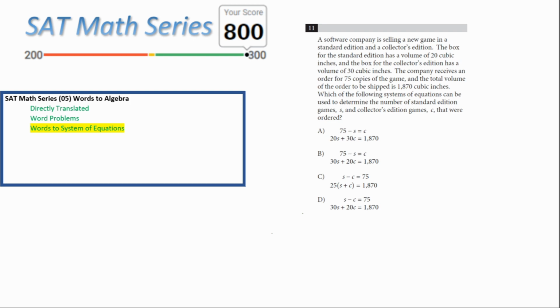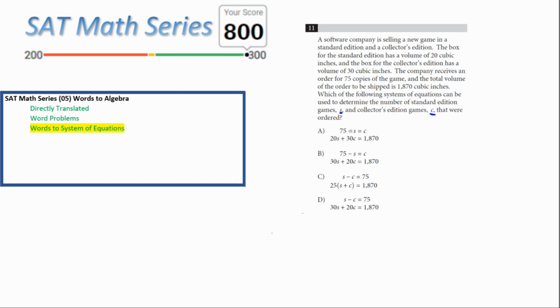The box for the standard edition has a volume of 20 cubic inches, and the collector's edition has a volume of 30 cubic inches. They receive an order for 75 copies of the game, and the total volume of the order to be shipped is 1,870 cubic inches. Which of the following systems of equations can be used to determine the total number of standard edition games, which is going to be S for standard, and then the number of collector's edition games, which will be C for collectors.